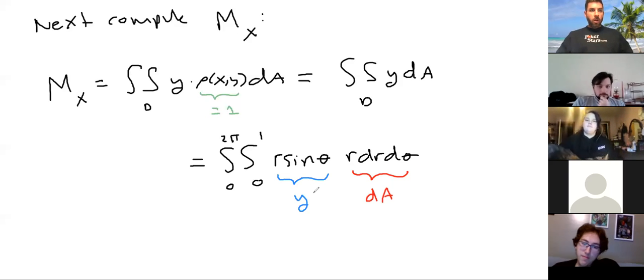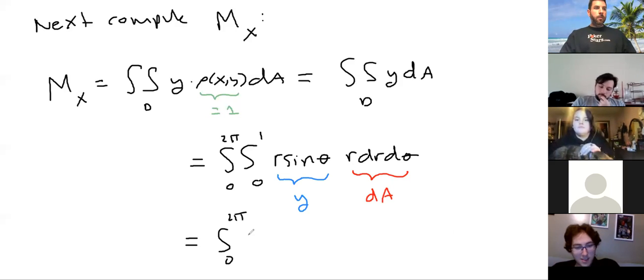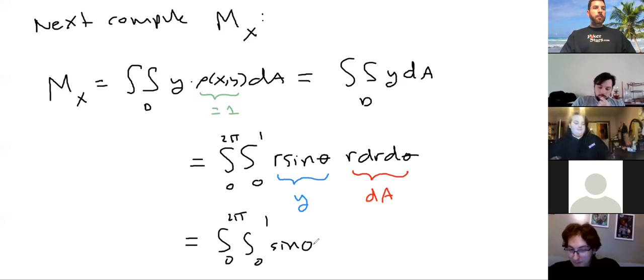Okay, so we have an r and an r. So what we can do is combine them to get r squared. So this becomes the integral from 0 to 2 pi, integral from 0 to 1, sine theta times r squared dr d theta.